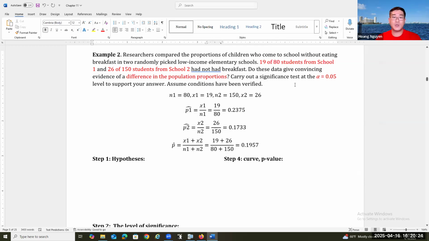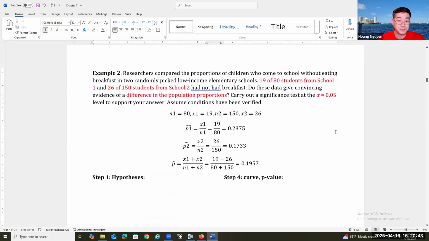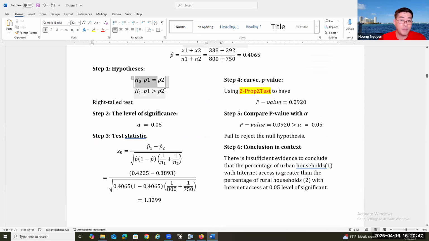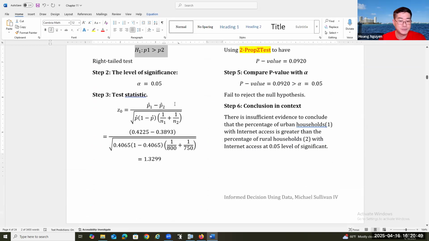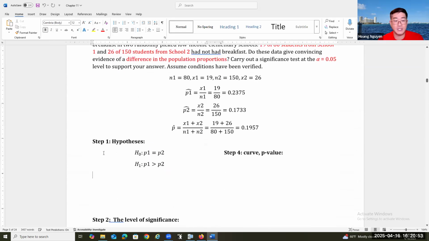Assuming that the conditions have been verified, step number 0 is already done, right? Now step number 1. We're gonna determine the null and the alternative hypothesis. Once again, subscript 1 is gonna be the first population or the first sample, and subscript 2 is gonna be the second population. So for the null hypothesis, it's gonna be p1 equal p2. The first population proportion equals the second population proportion.